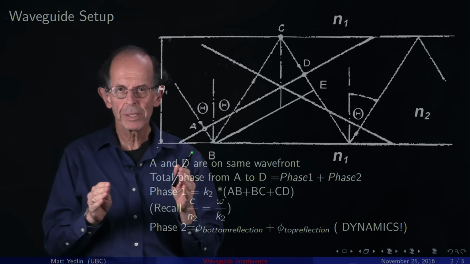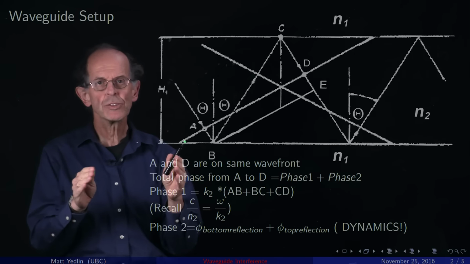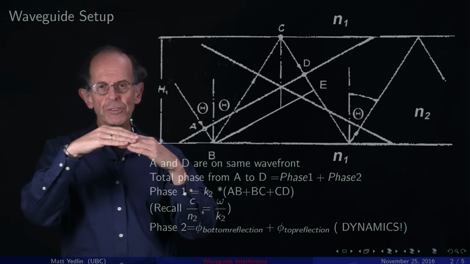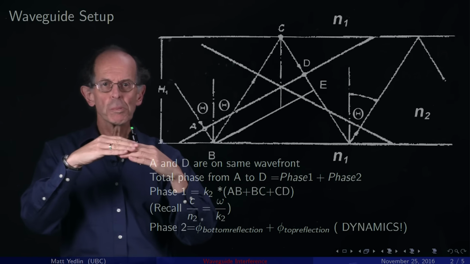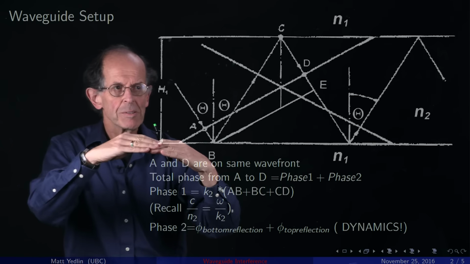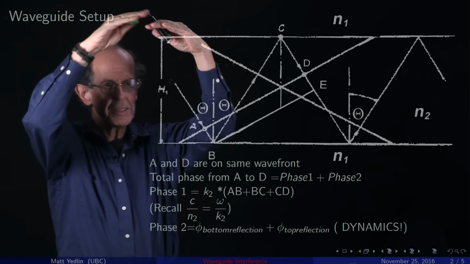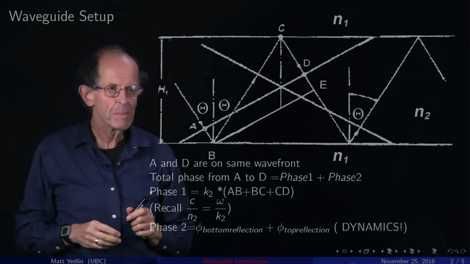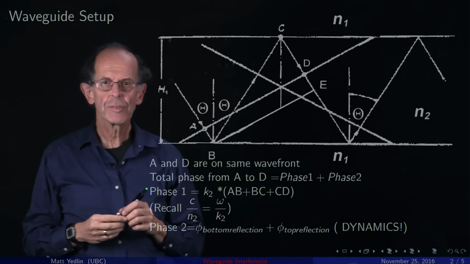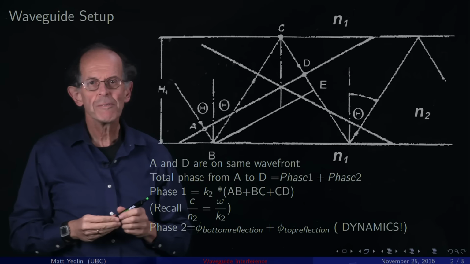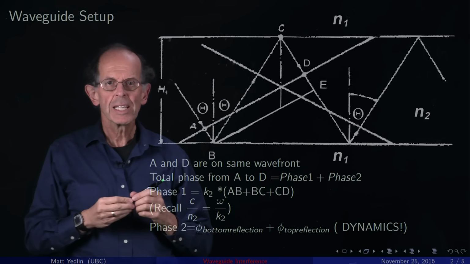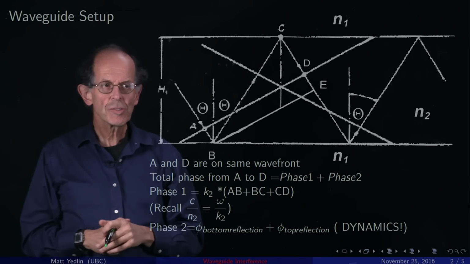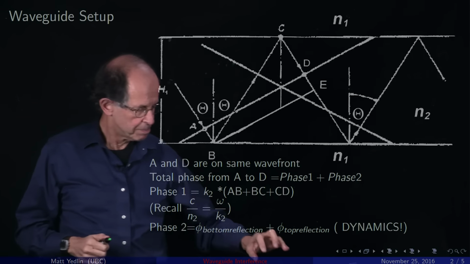The other component is any phase change that's caused by the reflection coefficient phase when you're supercritical, either at this interface or at the upper interface. And so we have to add the phases from the bottom reflection and the top reflection to the, if you like, travel phase, K2 times the distance we need to travel. Now, let's see how we proceed.